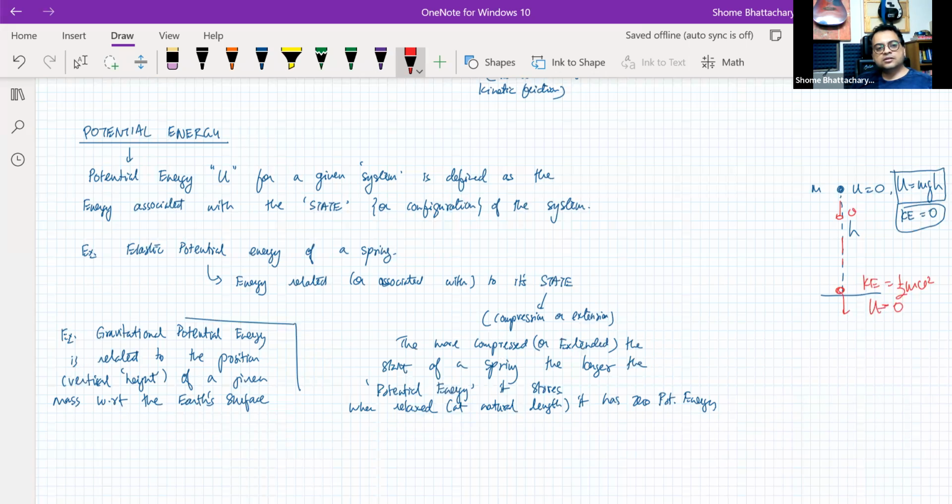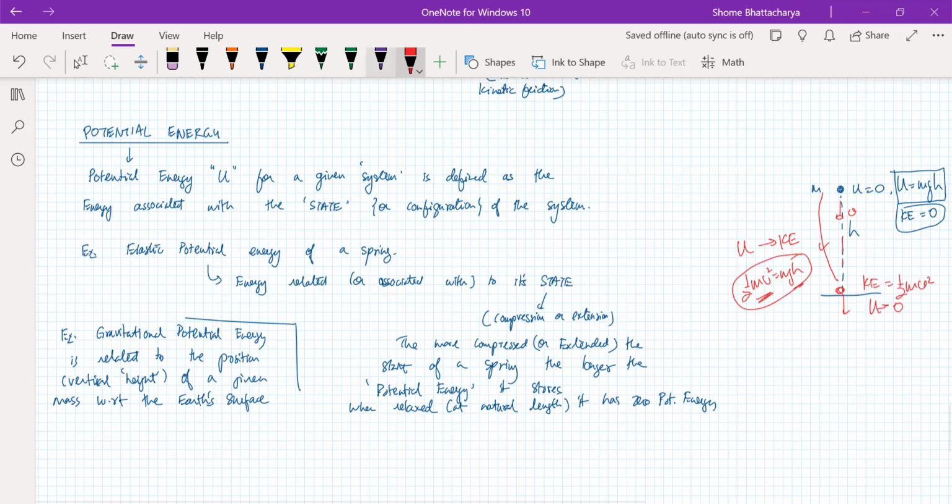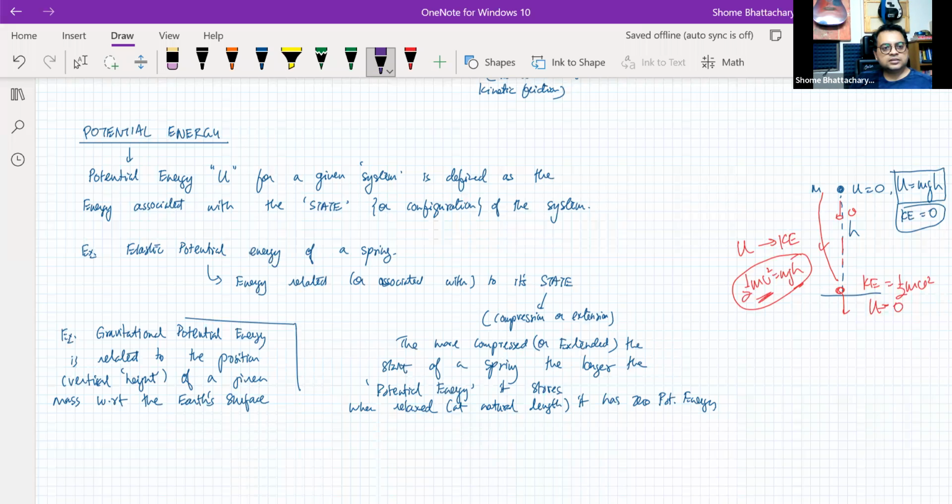So what has happened going from here to here? Potential energy is converting into kinetic energy. So half mv square is equal to mgh. Just before it's hit the ground, how much is the kinetic energy? It's equal to this mgh. Okay, this is clear so far? Sir, so far this is clear. Yes, so far it is clear.